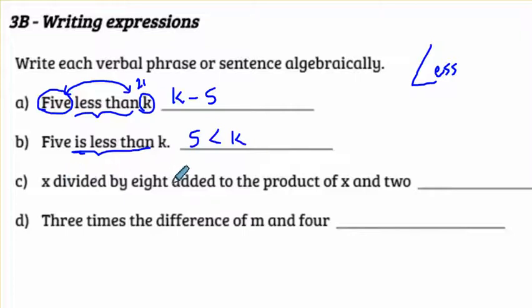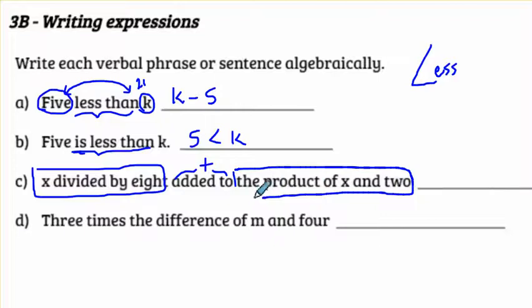X divided by 8 added to the product of x and 2. So it's kind of like we have two different things here. We've got x divided by 8, and then we have added to, because that's what that means, and then we have this phrase here. So how would we write x divided by 8? The best way to write it algebraically is with a division bar. But if you wrote the division symbol, that's okay. Then we see added to, which of course is the plus sign.